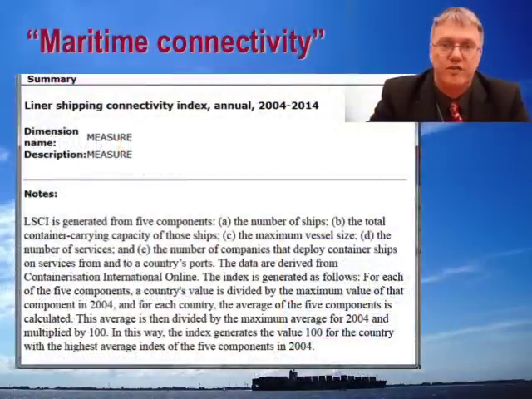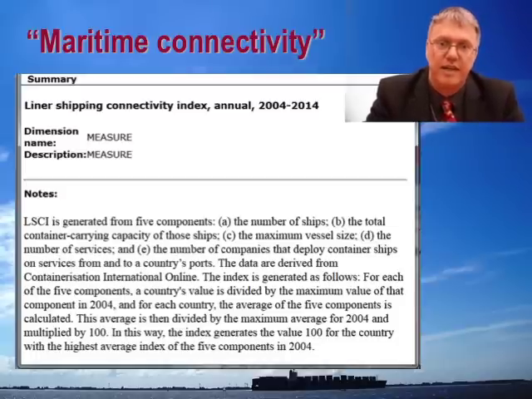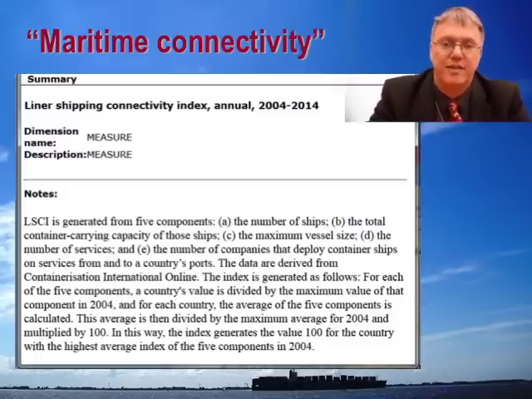The calculation is very straightforward. It is indexed, so each component is indexed to be between 0 and 100, between minimum value and maximum, which is 100, and then again the average is taken, so that the index generates the value 100 for the country with the highest average index of the 5 components in 2004, which is when we started the index. And the country that generated the highest value in 2004 was China.